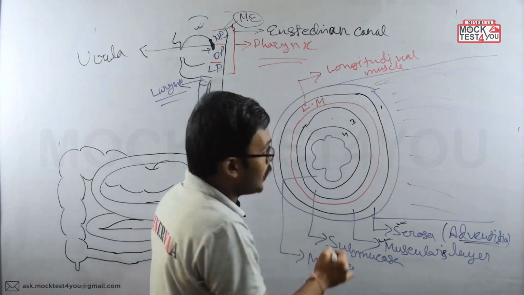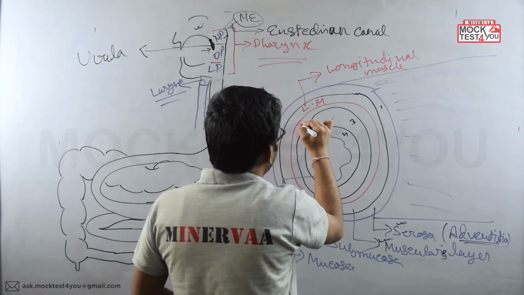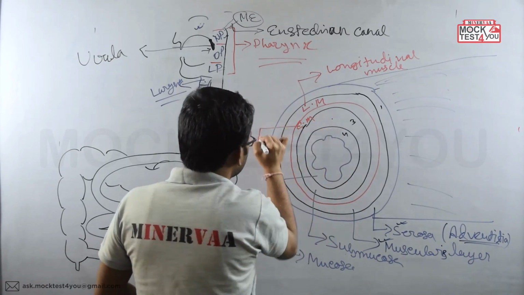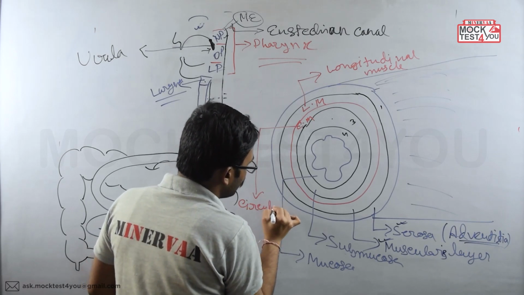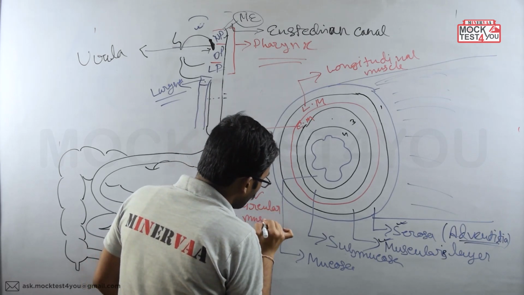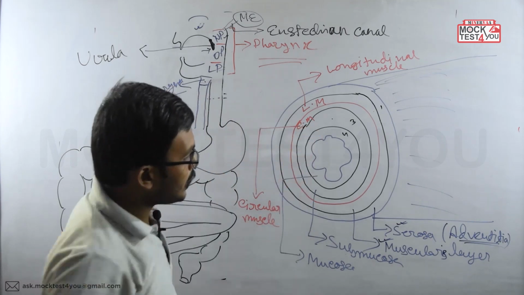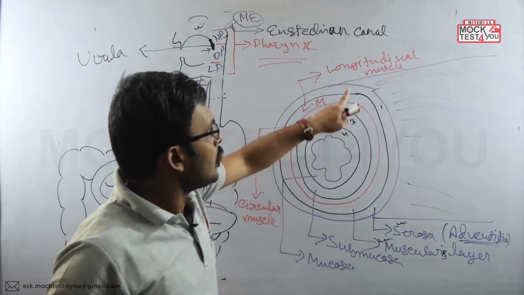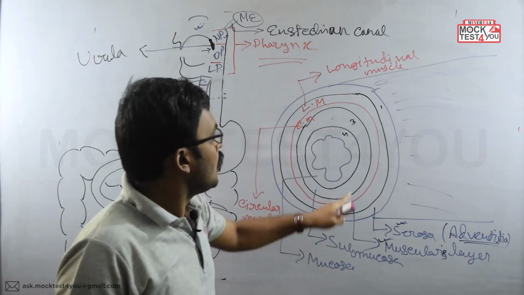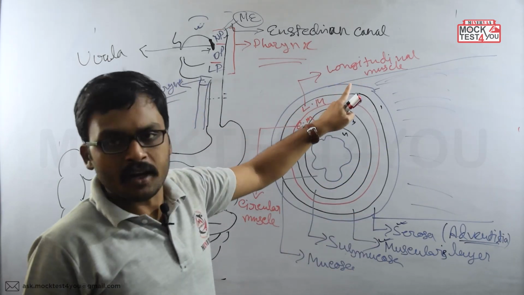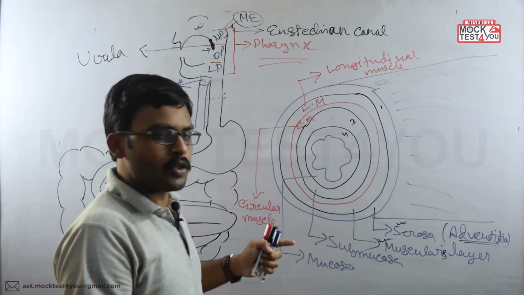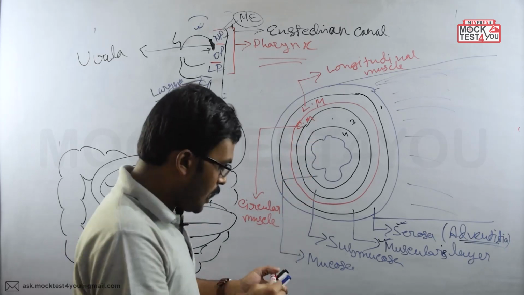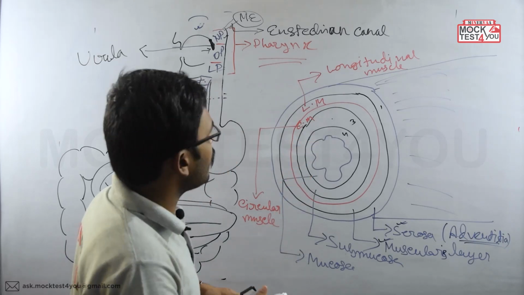And inside we are getting what? Inside we are getting the layer of circular muscle, okay. So these two layers of muscles we are getting here in the muscularis. One is the longitudinal muscle that is present outside, and the other one is circular muscle which is present towards the inner side, okay.